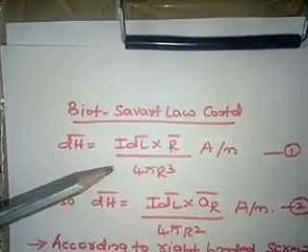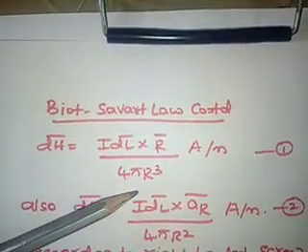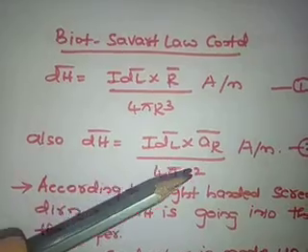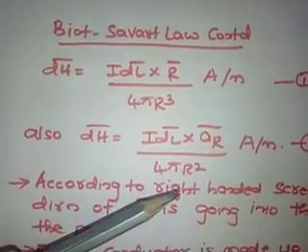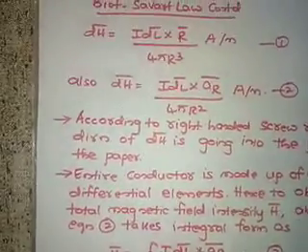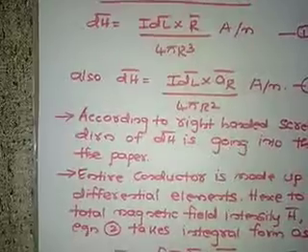So the dH bar equation we had got there: dH bar equals I dL bar cross R bar divided by 4 pi R cube, in ampere per meter. Also, dH bar was given by I dL bar cross aR bar divided by 4 pi R square, ampere per meter. According to the right-handed screw rule, the direction of dH bar is going into the plane of the paper.